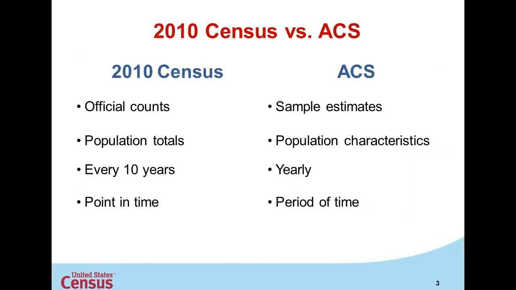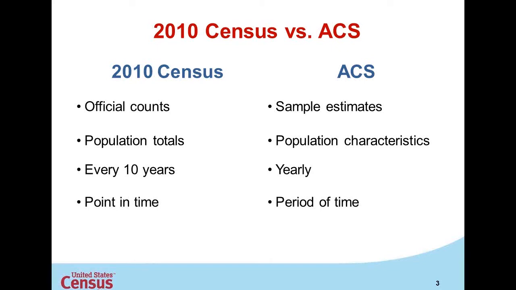The ACS was developed to focus the census on improving population count and to provide characteristic information more than once every 10 years in order to frame policy issues better. When thinking about the ACS in comparison to the 2010 decennial census, it's important to remember that the 2010 census provided official counts and population totals, while the ACS provides sample estimates and population characteristics. The decennial census occurs every 10 years and reflects a point in time, in particular one particular date, and the ACS occurs annually reflecting a period of time over which the data was collected. And in the case of the ACS, that's 1 year, 3 year, or 5 year data sets that we release.